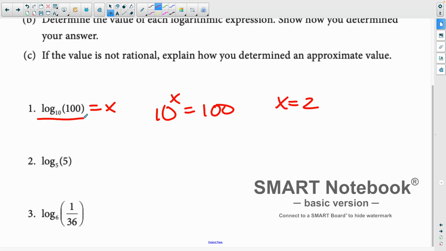Now, the first 4 or 5, you can do without a calculator, but when you get lower on the page, you're going to need a calculator to solve it. So I'm going to give you some time. You're working on the rest of the page, 2 through 8. You're changing to exponential form, solving it, and then using your calculator to check.